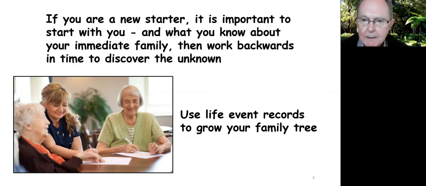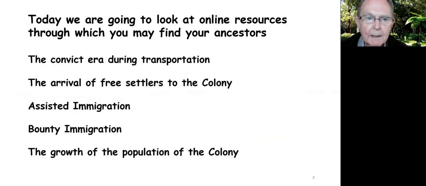Now, you may take notes if you wish, but I am going to provide you with links to all of the sites that we're going to look at this afternoon. So today we're going to look specifically at the online resources of the convict era, the arrival of free settlers to the colony, through assisted immigration, through bounty immigration, and also the general growth of the population of the colony.